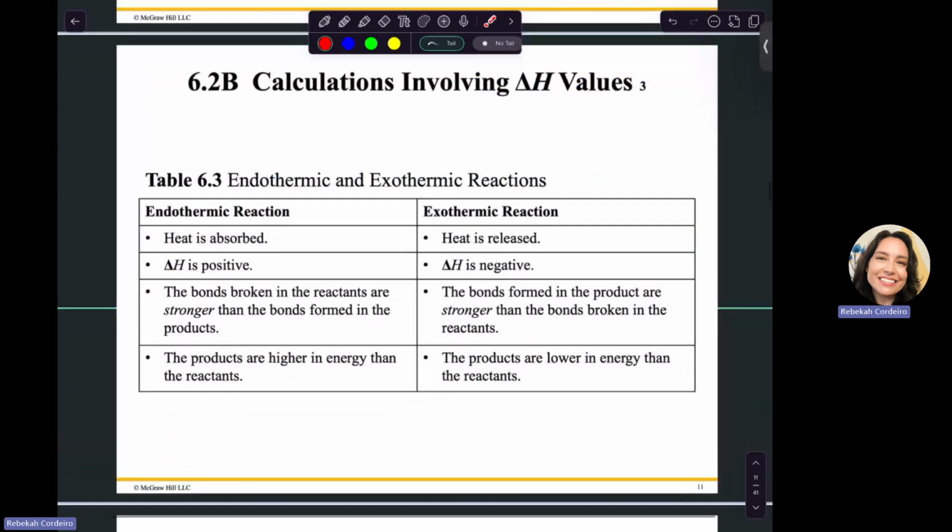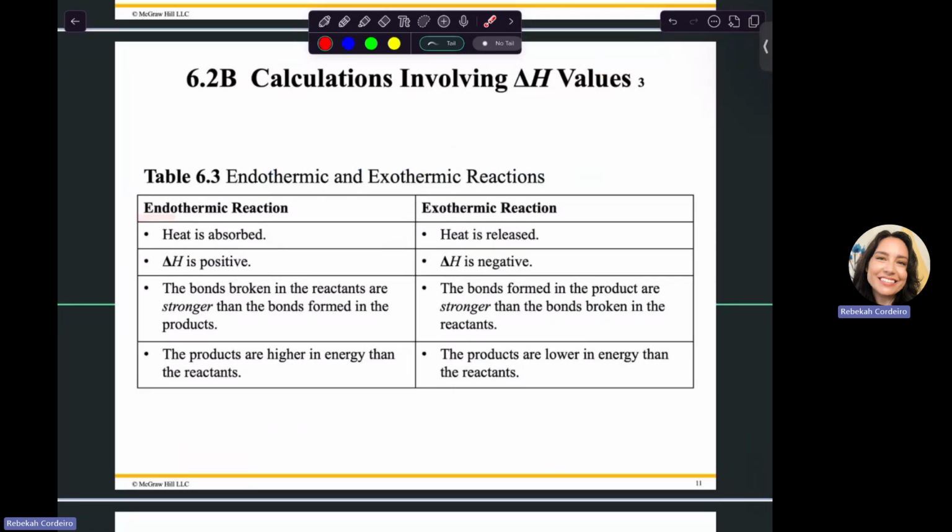So just a little bit of a summary here. Endothermic reactions, the delta H, the triangle H, is positive. Heat is absorbed. You can think about heat being a reactant. So heat kind of is like a reactant. It's part of it, like baking a cake, right? That would be endothermic. Heat is the reactant. The bonds in the reactants are stronger. So we're having to force it to go to the product, even though the product is not as stable.